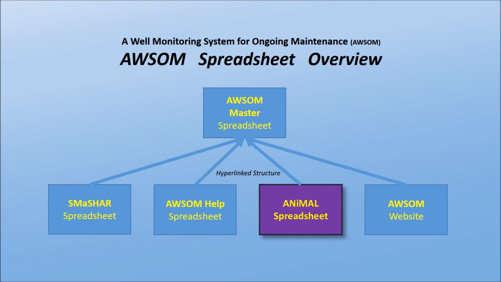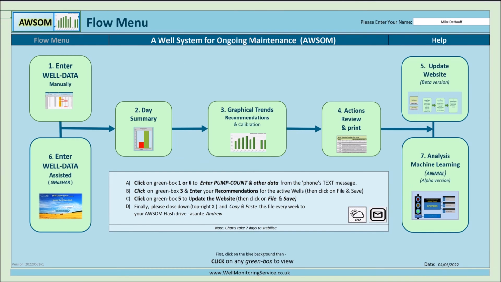This is very much in an alpha stage at the moment, but it goes to show what is being done, what can be done in a spreadsheet, which is amazing, really. But it's fascinating. I really like that particular activity. When we want to access the animal, we click on box number 7.